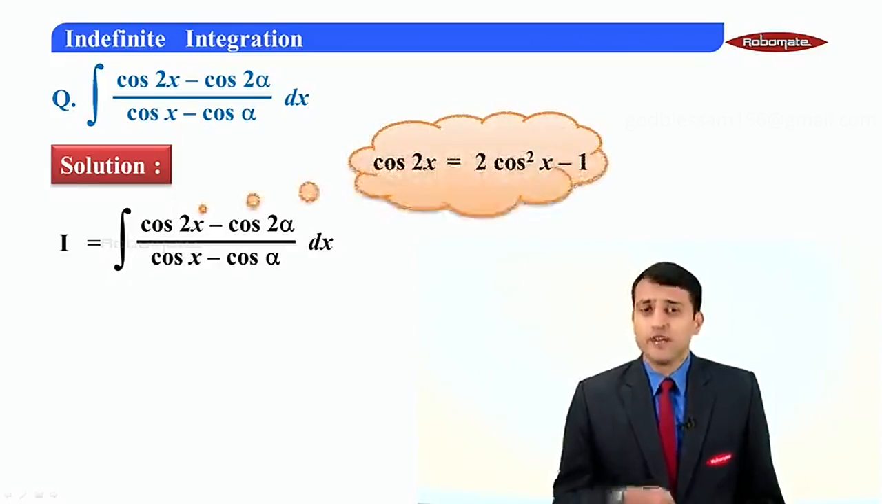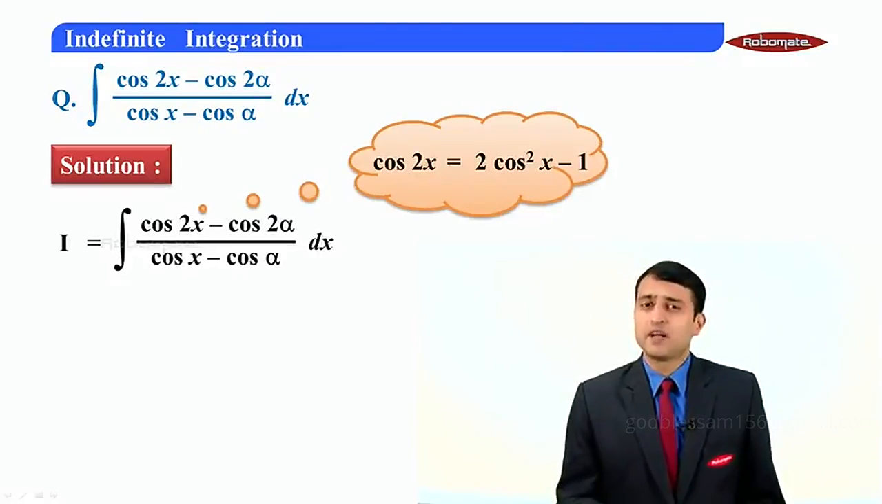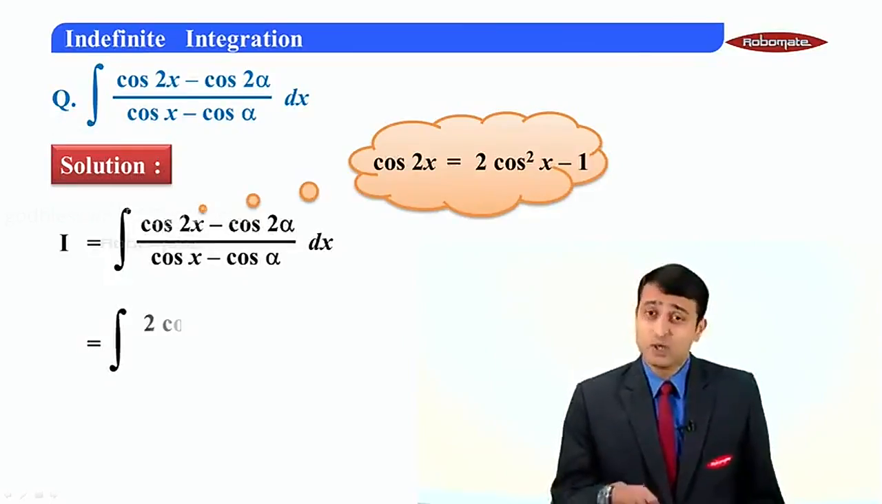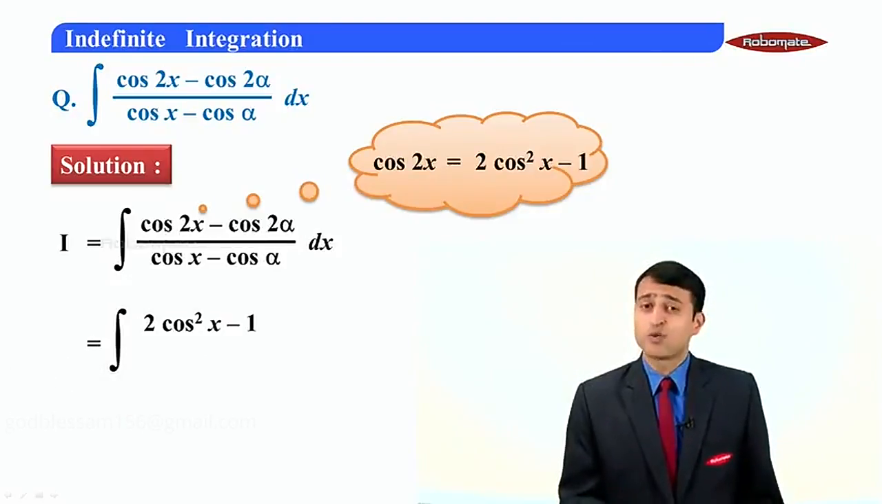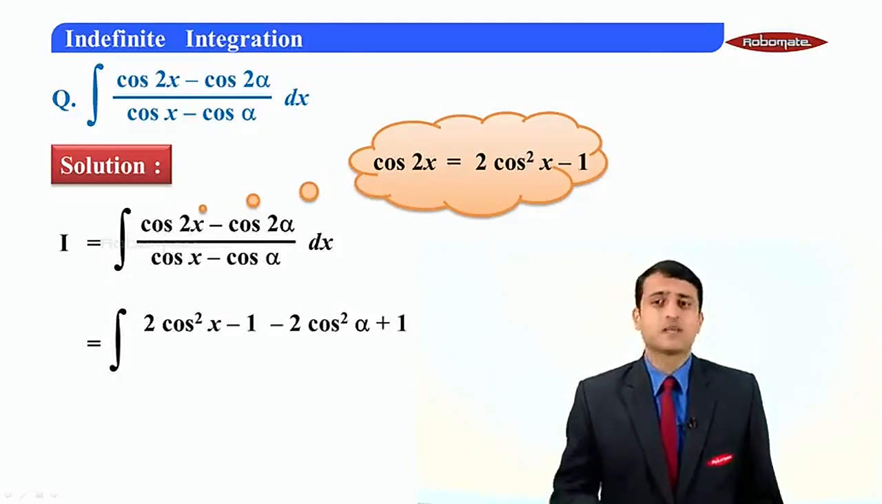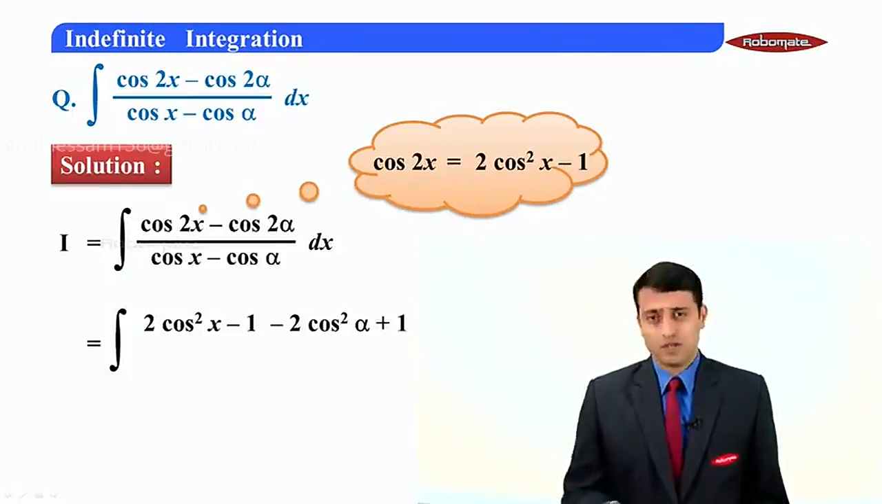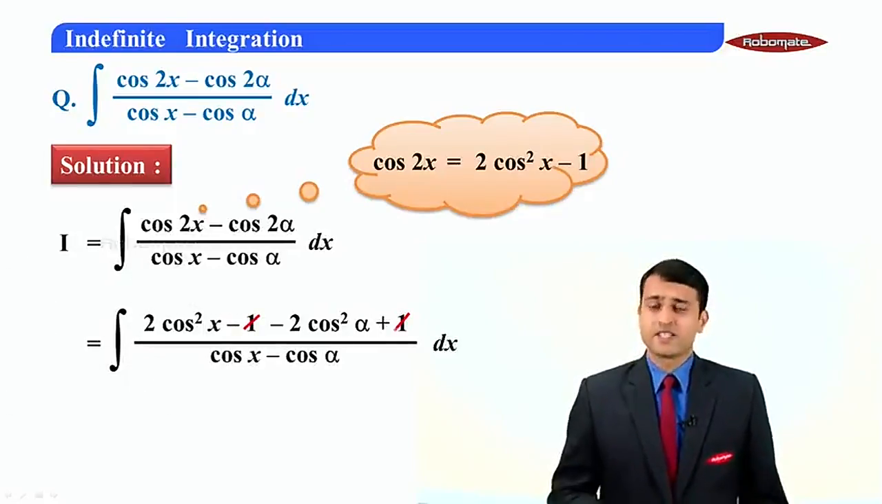Very well. You very well know from compound angles that cos 2x can be written as 2 cos square x minus 1. What happens in the process is you get the same angle in the denominator and same trigonometric function as in the denominator. So let us proceed to write that as 2 cos square x minus 1. So same way cos 2 alpha will become 2 cos square alpha minus 1. But there is a minus outside. So we write minus 2 cos square alpha plus 1. Obviously the denominator will remain same. So cos x minus cos alpha dx.